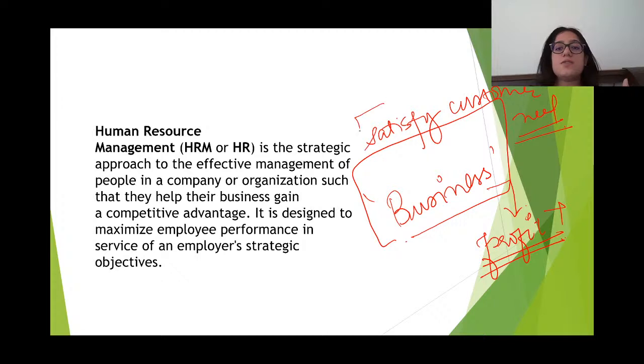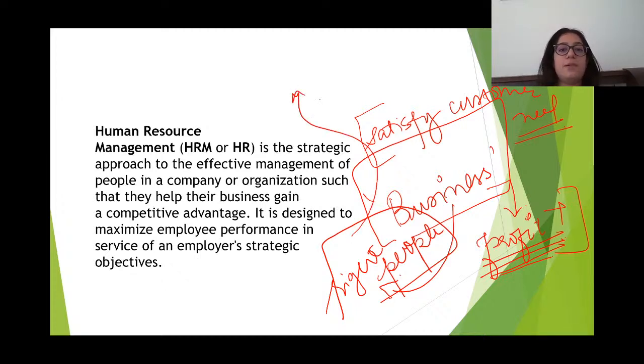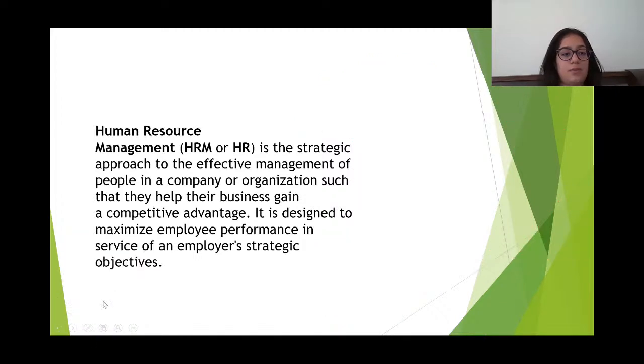So in this process of satisfying customer need and fulfilling the objective of earning profit and various other objectives of an organization, it is important that the right people are employed in an organization to ensure profit maximization. When we talk about the right people, this is what we call staffing. I hope there is no doubt.